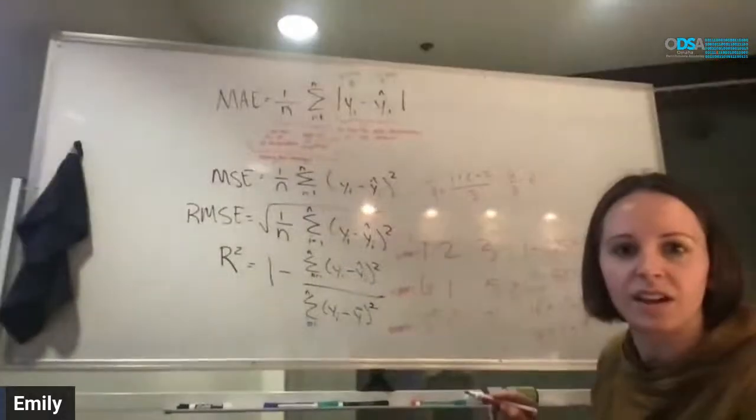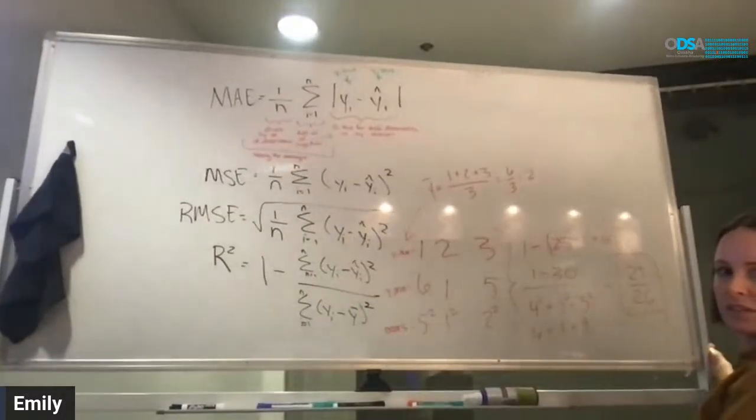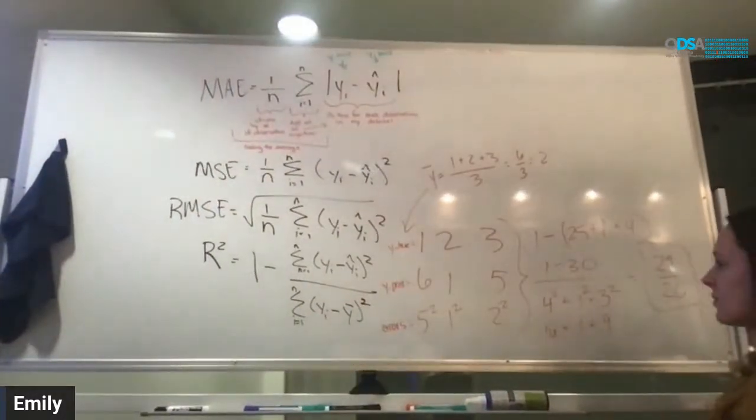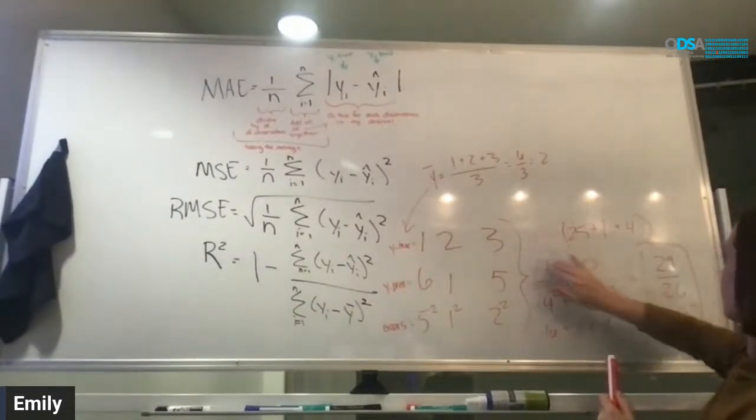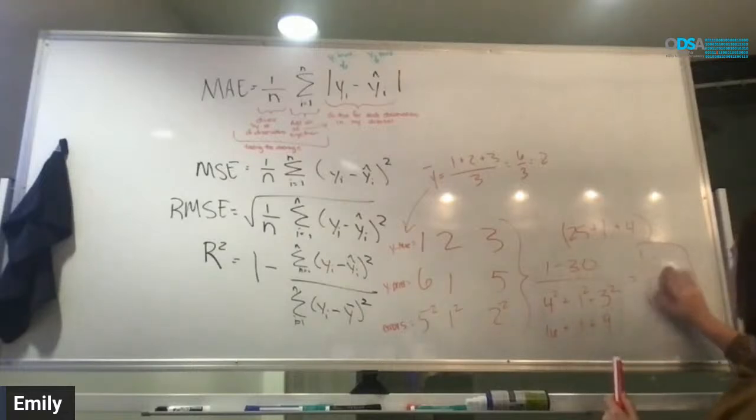You guys can't see that. There you are. I don't know. Is the 1 outside of everything? Is it 1 minus 30 over 26? Yes.